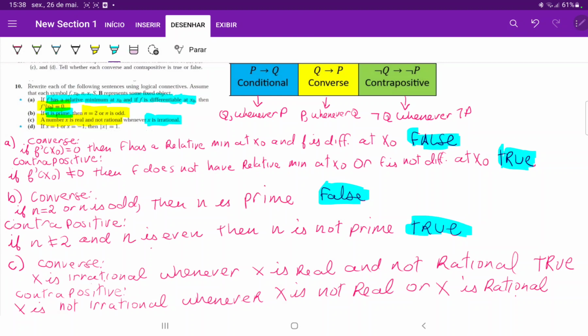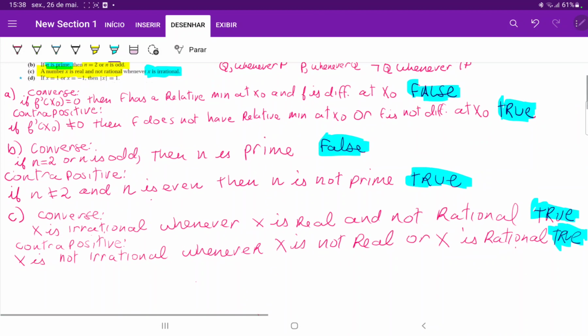Rational. Now for this one, what we're saying here is X is not irrational. So another way of saying it is X is rational whenever X is not real or X is rational. And this is true, right? Because the only way that it would be false is if the antecedent is true and the consequent is false. However, if the antecedent is true, if X is not irrational, therefore X is rational, then X is rational, right? So our consequent is automatically true. So this one, we can also say that this one is true.